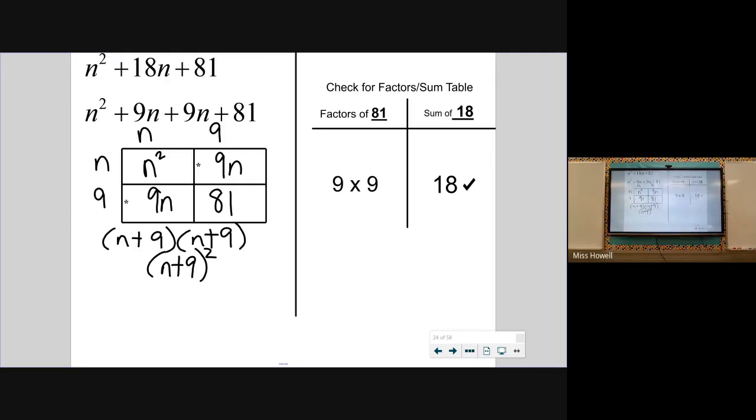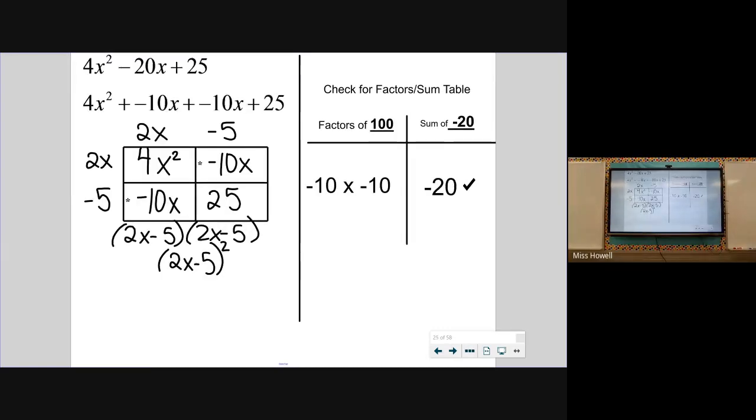All right, number 2, n squared plus 18n plus 81 does not have a GCF factor, so go straight to breaking it up into 9n and 9n. Row by row, column by column to get n plus 9 times an n plus 9, which means we can write it better as an n plus 9 to the second power.